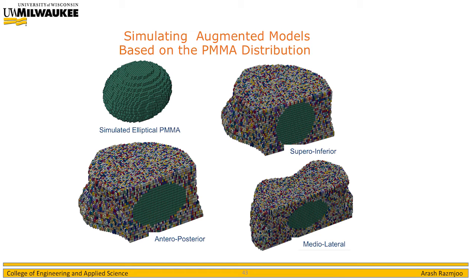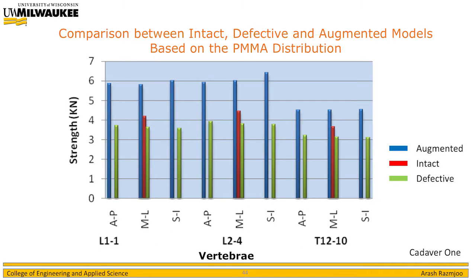And after analyzing all of these models, you can see the comparison between the intact, defective, and augmented models. Again, this vertical axis shows the strength in kilonewtons, and the horizontal axis shows the distribution of the bone cement for each type of vertebra. The red color indicates intact, the green shows the defective, and blue shows the augmented model. You can see by comparing these results, the normal is here for all of the vertebra. Defects significantly reduce the strength of the vertebra compared to the intact for all of the samples.